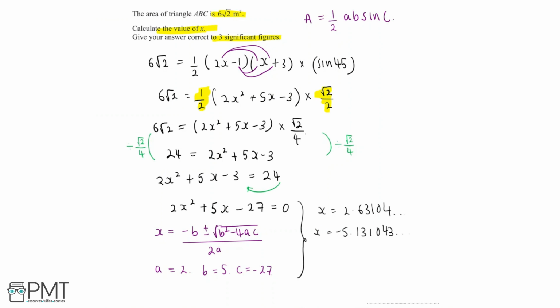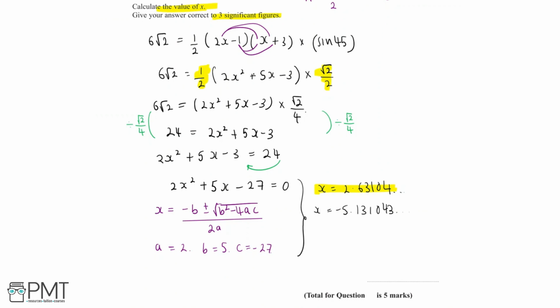Now since our value of x is referring to a length of a triangle, we know that the value of x cannot be negative, and so our answer is a positive value of x. We're asked to give our answer correct to 3 significant figures, and so we can say that our final answer is that x is equal to 2.63.